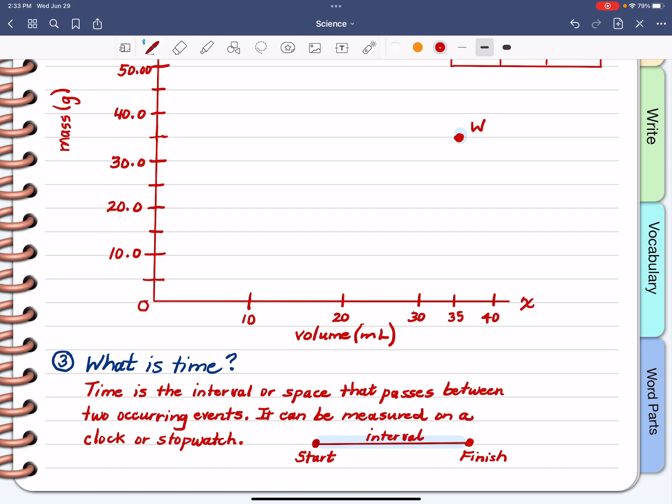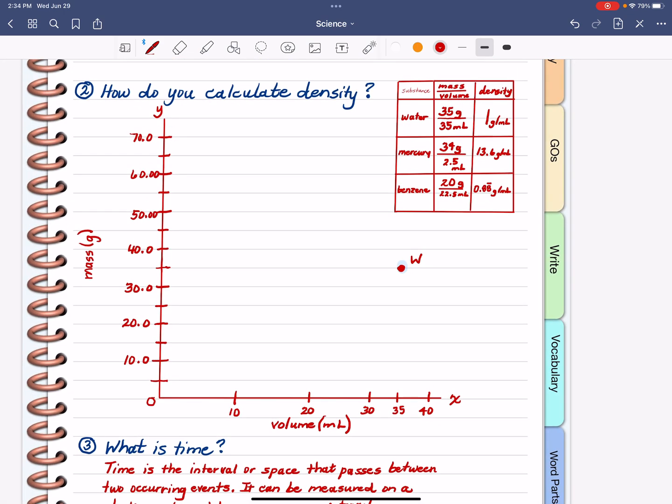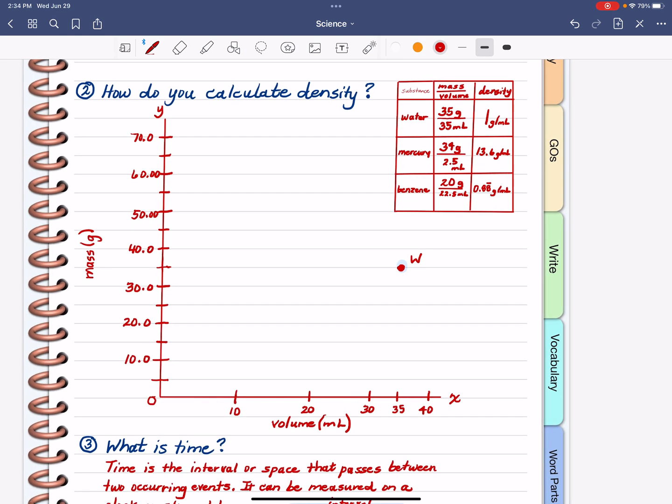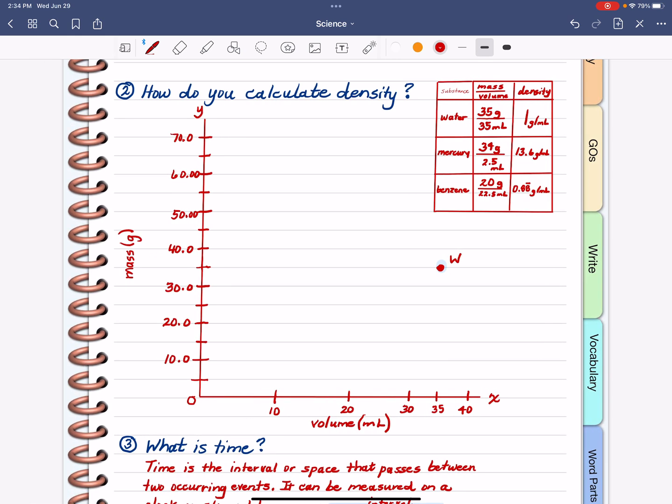Okay, water. All right, let's look at mercury. Mercury was 34 grams. That's the mass. So that's going to be right up here, not quite to that 35 line. So right in there. And then we have 2.5 milliliters of water. So that's going to be way back here, somewhere right there, the 2.5.